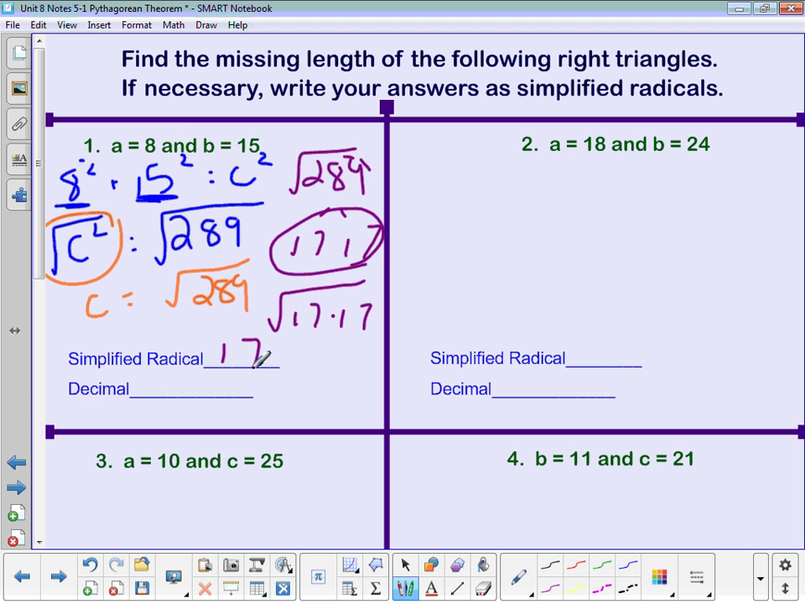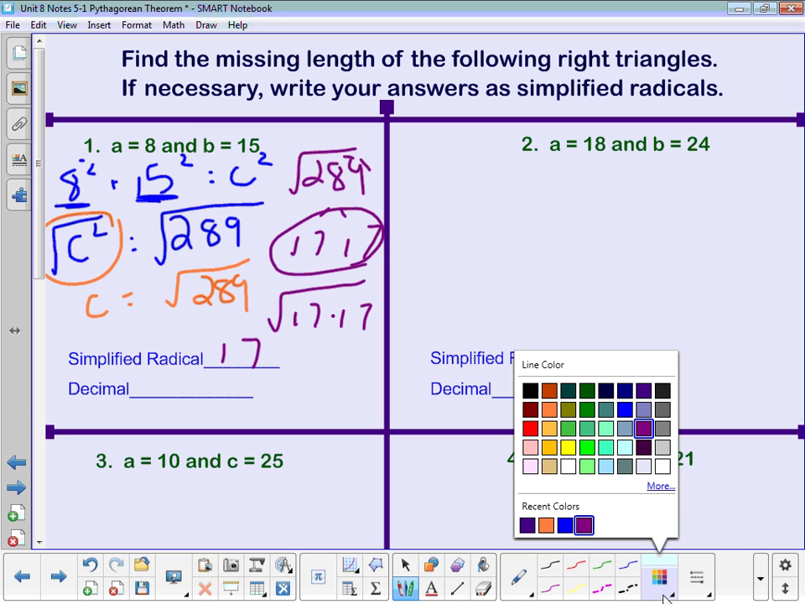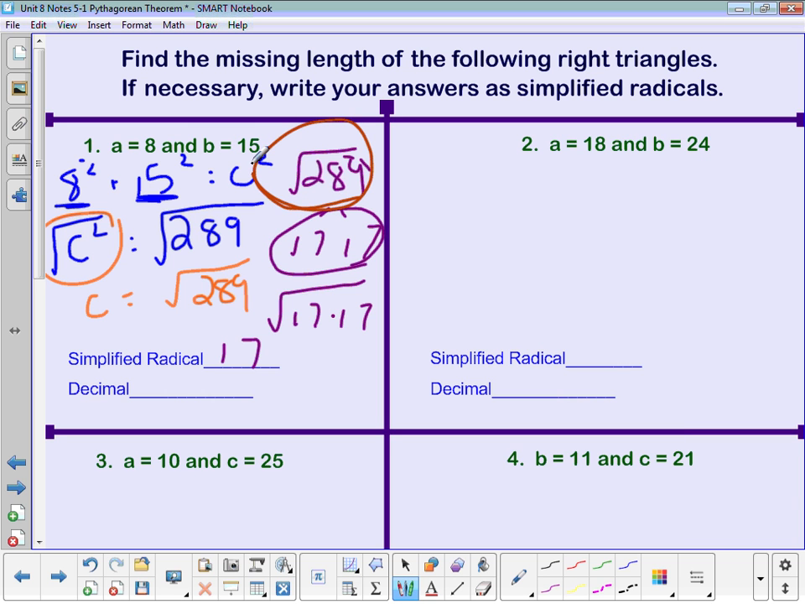So you also could have done this by taking the square root. So when we ask for the decimal, I want you to go back up before you simplified your radical. So take this version right here, and I want you to take the square root of it. So the square root of 289 is 17. So our decimal approximation is actually just the number 17.